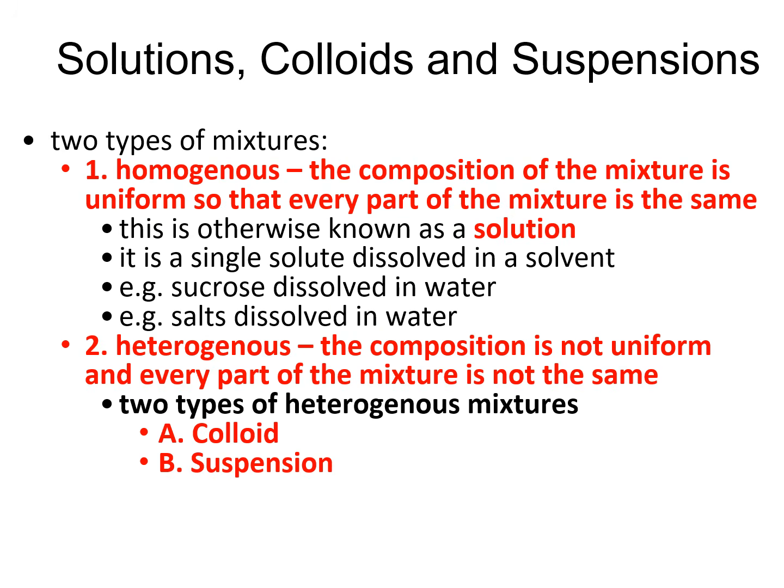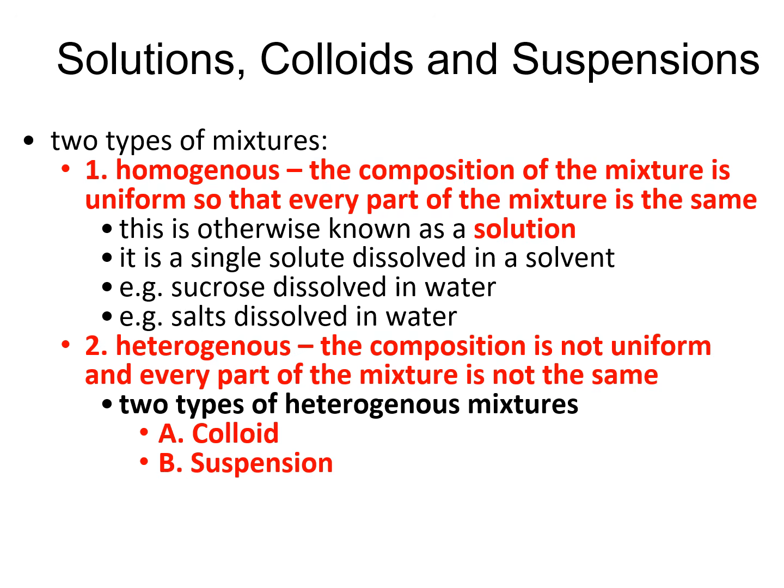There are two types of mixtures, homogeneous mixtures and heterogeneous mixtures. In homogeneous mixtures, the composition of the mixture is uniform so that every part of the mixture will be the same. This is actually known as a solution. It's formed when you take a single solute and dissolve it in a solvent, so that no matter where you sample that homogeneous mixture, you will find the solvent and the solute. For example, if you took sucrose and dissolved it in water, no matter where you look in that sucrose solution, you will find sucrose in water.